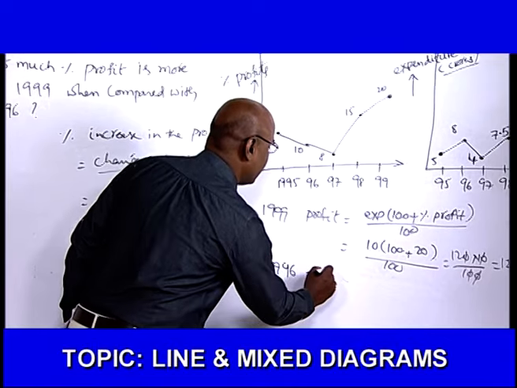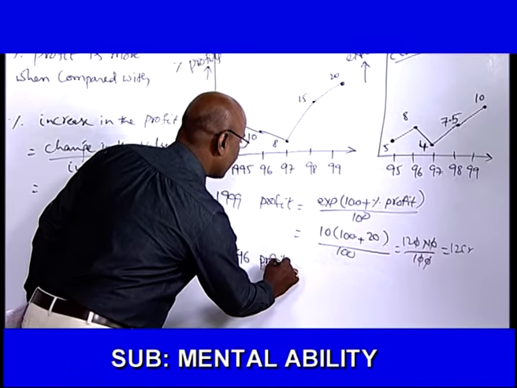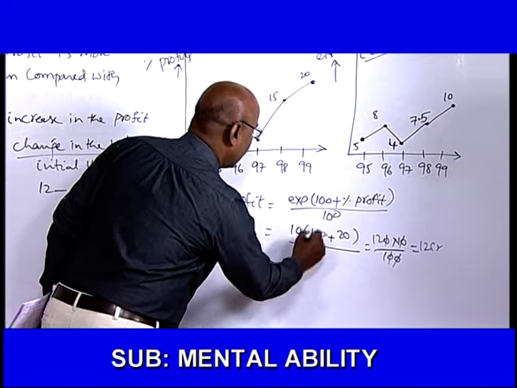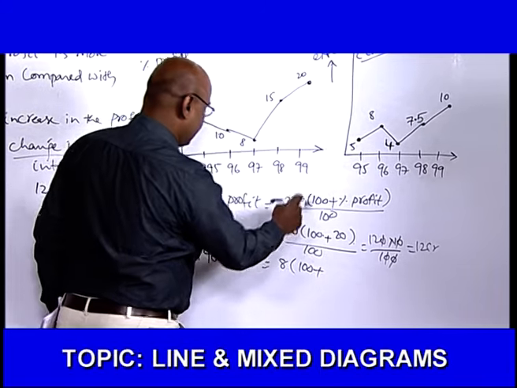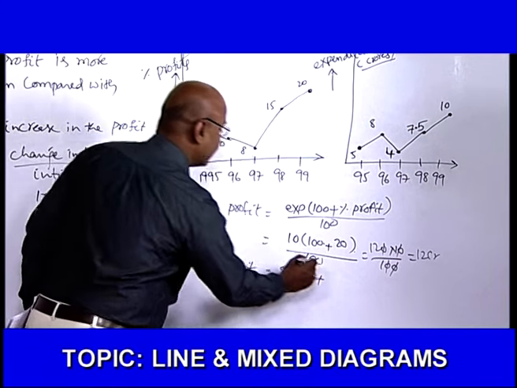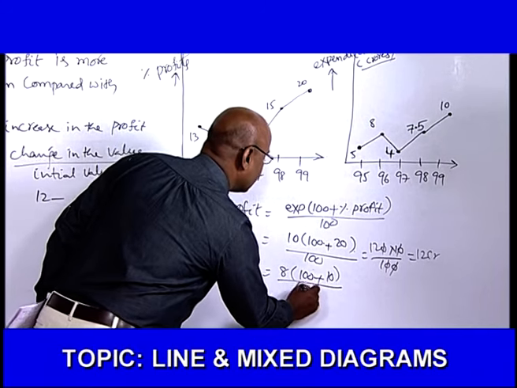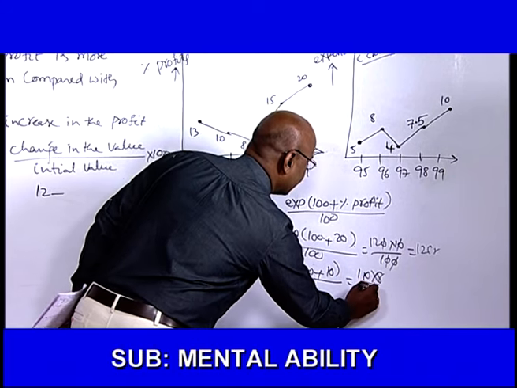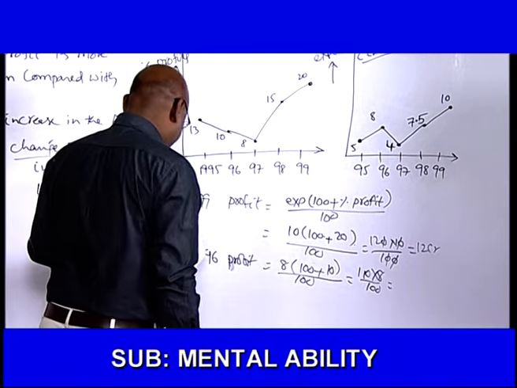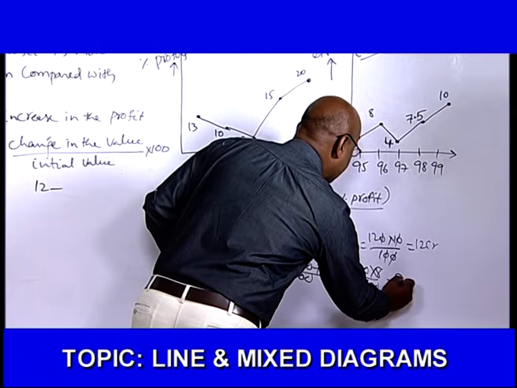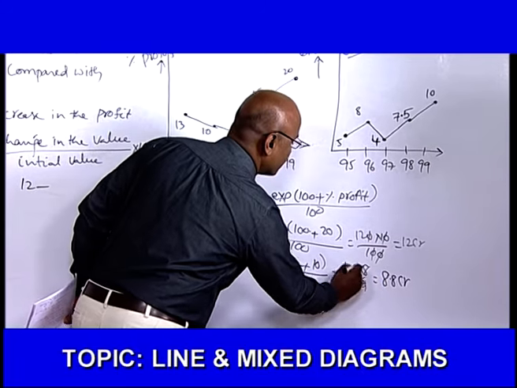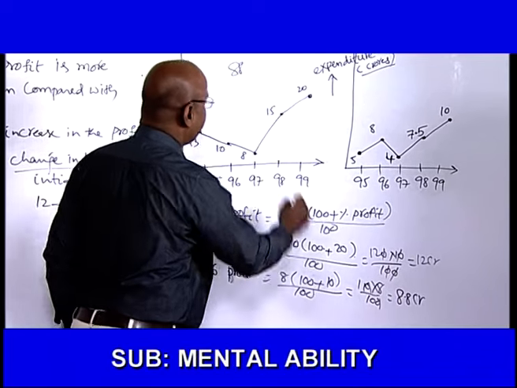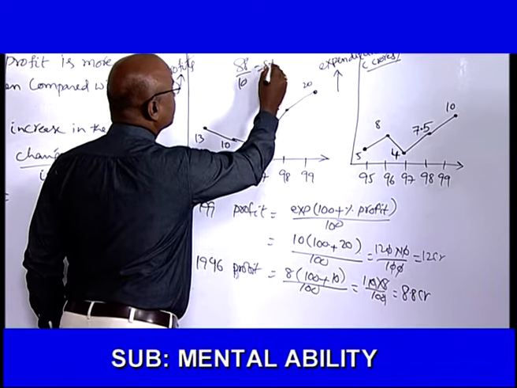1996 profit is equal to expenditure. In the year 1996, expenditure is 8 into 100 plus percent profit in the year 1996, which is 10, by 100. That is equal to 110 into 8 by 100. 11 8s are 88, 88 by 10, that is equal to 8.8 crores.